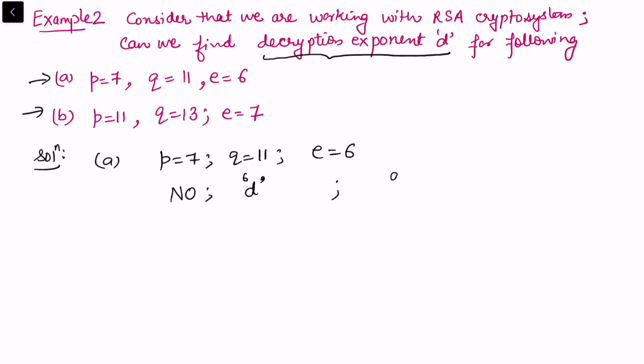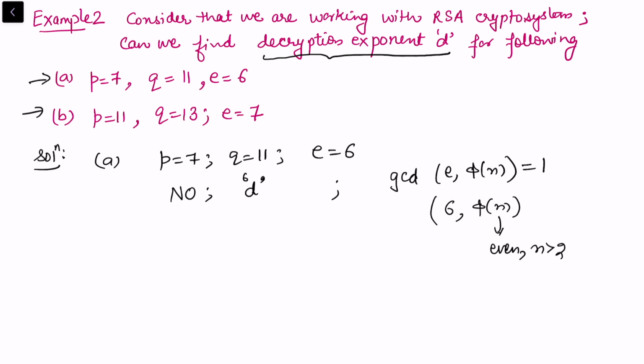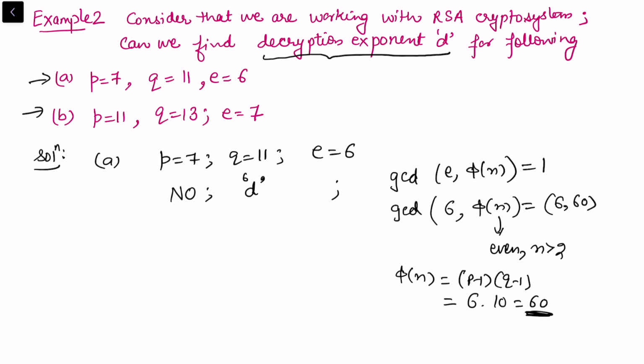The reason being that the GCD of E and phi n must be equal to 1. But here we notice that E is 6 and phi n, as I've just explained, is even whenever n is greater than 2. Phi n is equal to P minus 1 into Q minus 1. P minus 1 will become 6 because P is 7. So this is 6 into 10, that is 60. So this is even. If I replace here 6 comma 60, you can see both of these integers are even. So the GCD is greater than 1, not equal to 1. So we cannot find the decryption exponent.